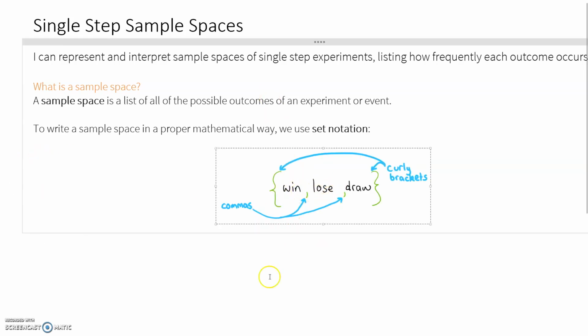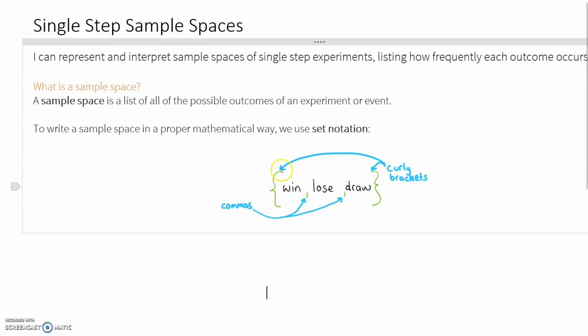So over here we've got different outcomes. You could win a game, you could lose a game, or you could draw in a game. 3 outcomes. So that is a sample space. We've listed every single outcome. Maybe this is like a game of chess or something. We've put commas between the different outcomes because we want to separate out each one.